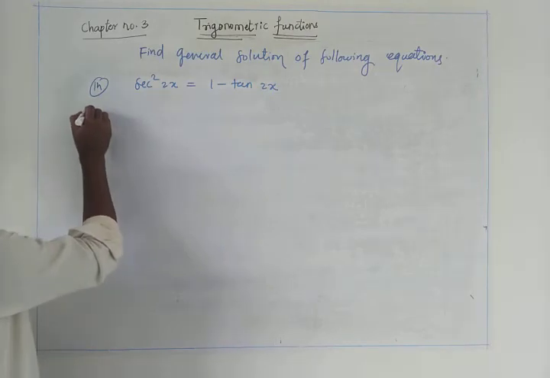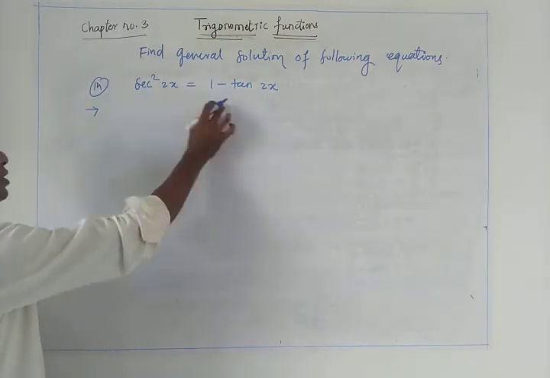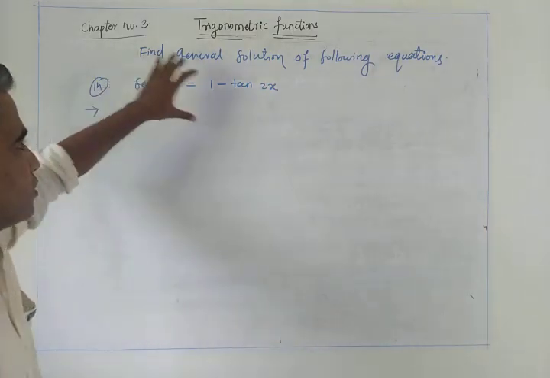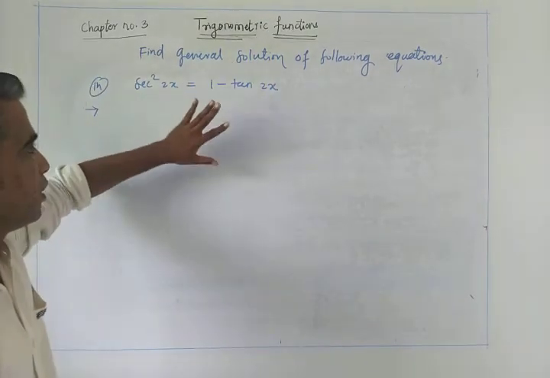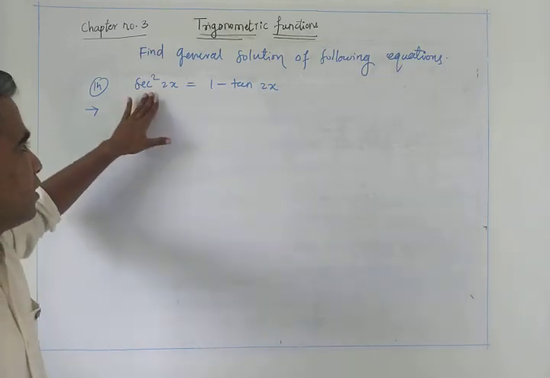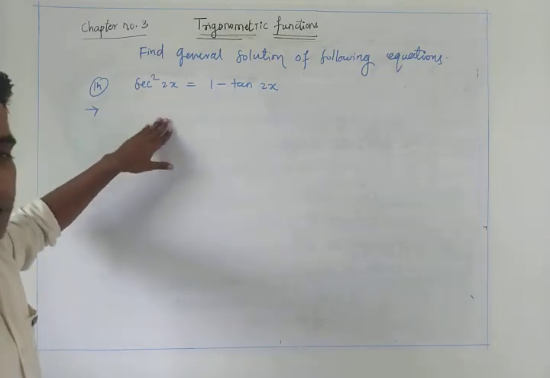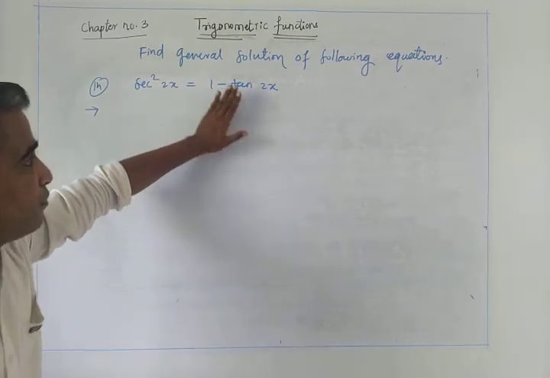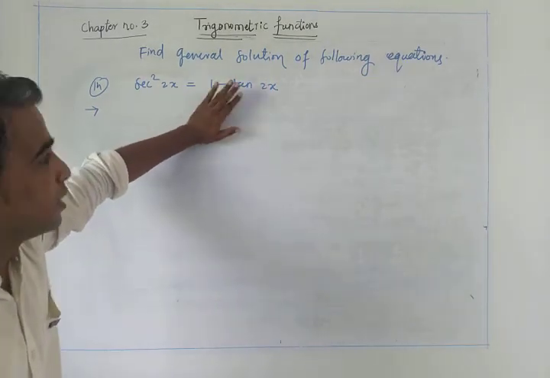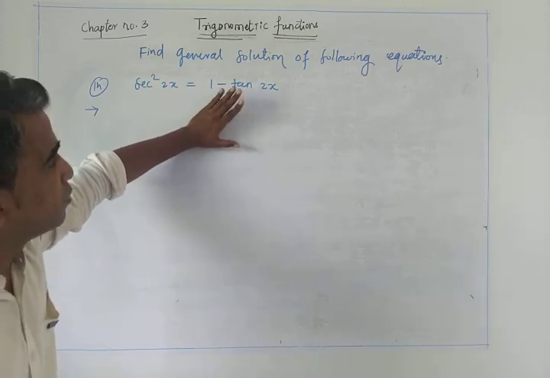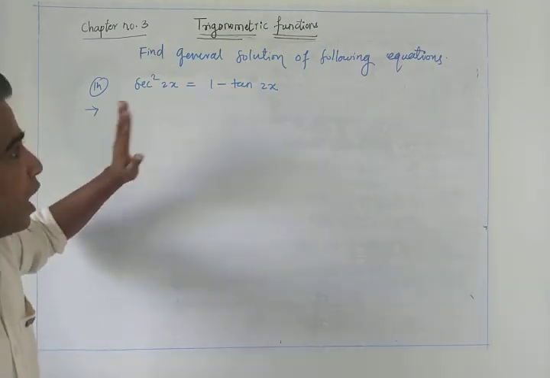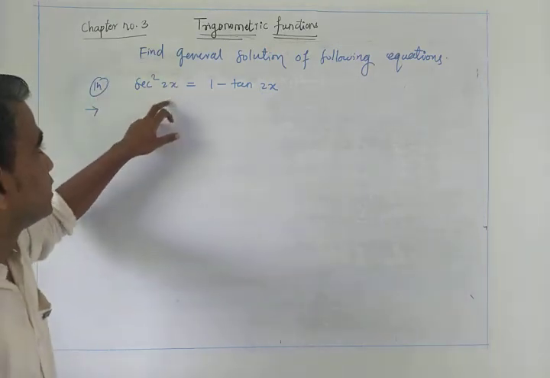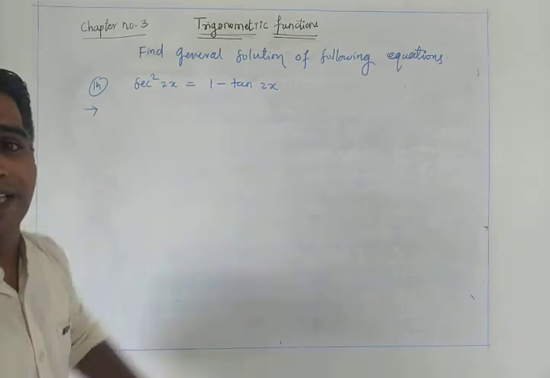So let's begin with the solution. This is the given question. Now, on one side we have the sec square function and on the other side the tan function, so somewhere we have to make a common function. Sec we can write in terms of cos, but 1 minus tan we are not able to write in terms of cos. So we can't use the sec conversion with cos here. Instead, we use the conversion of sec square in terms of tan square.